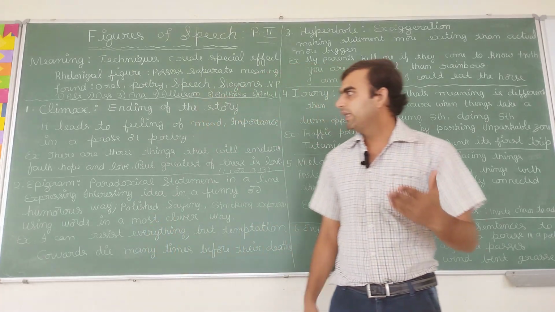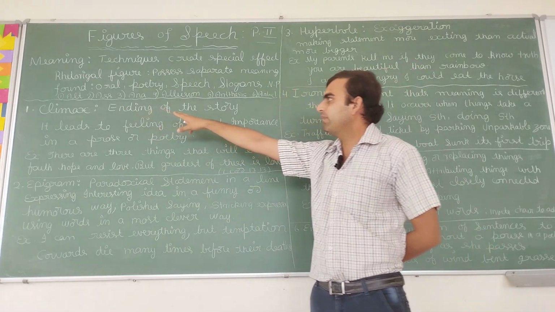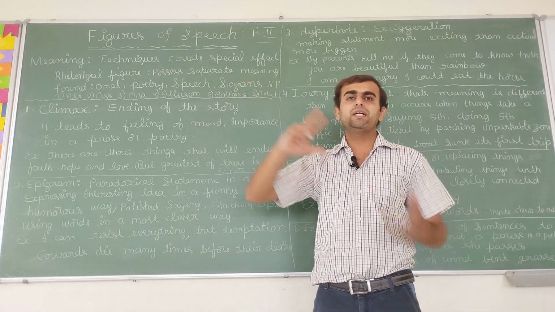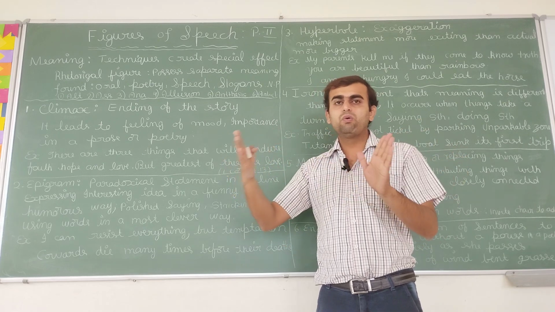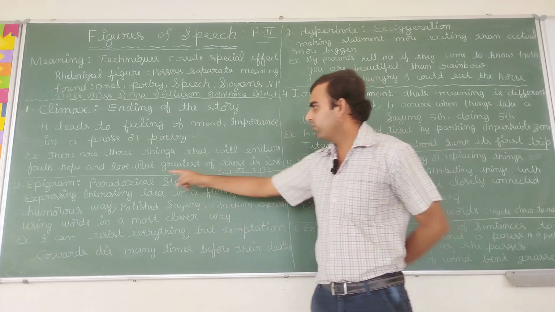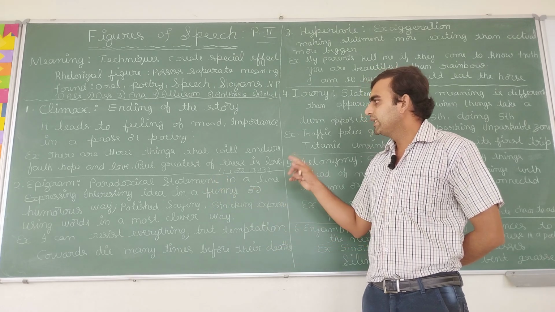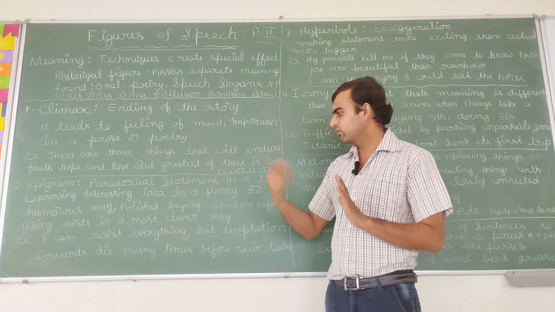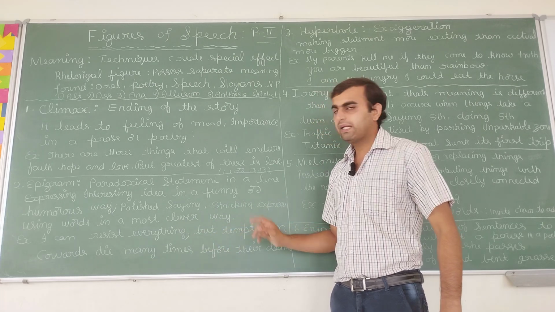Once again, in this session we learned what is climax. Climax is the ending of the story, where both important figures come together, making a particular film or story more interesting by bringing important figures together. Second one, epigram. What is epigram? Epigram is a paradoxical statement, expressing something in a funnier or more humorous way. Example I gave you, I can resist everything but temptation.